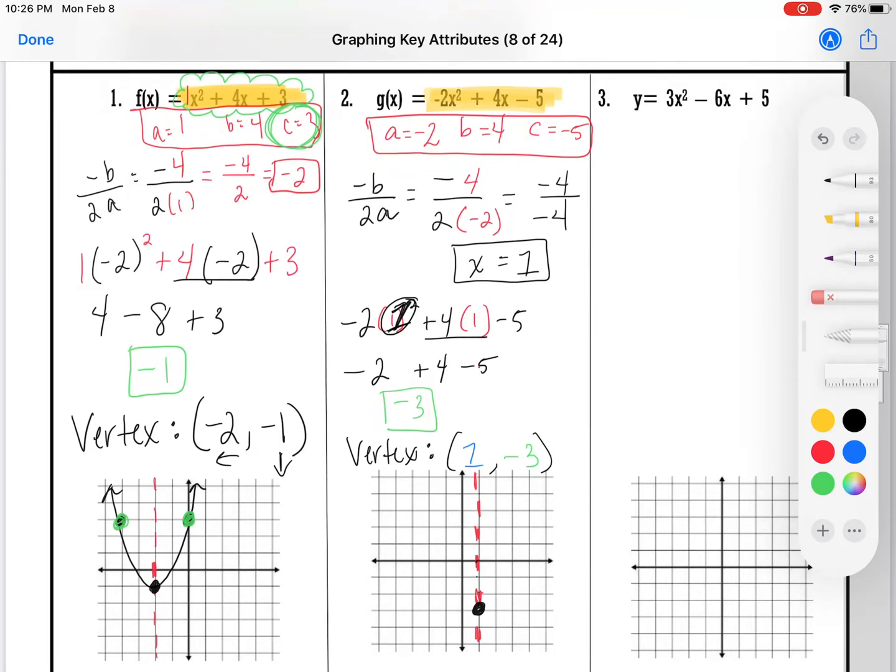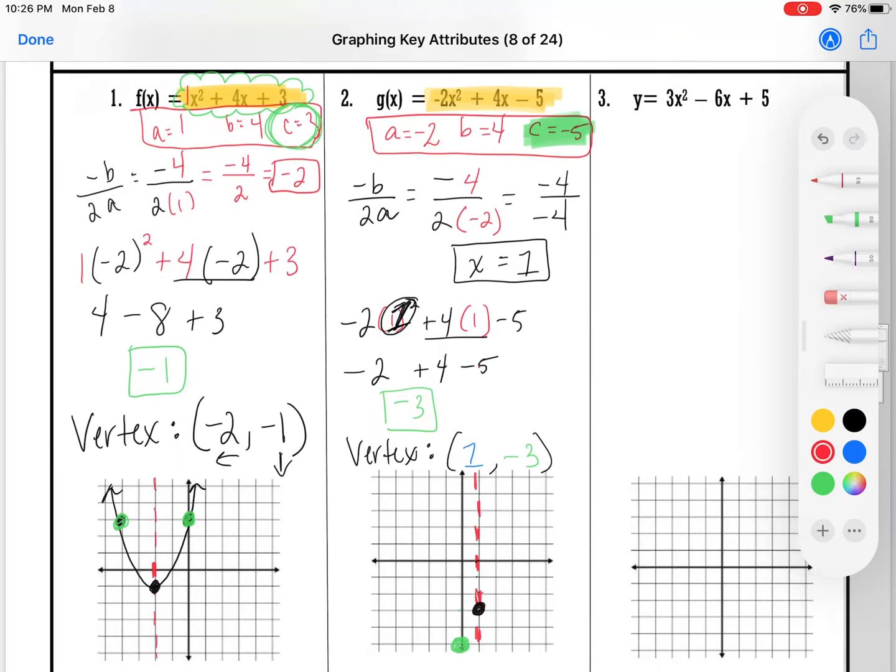So the last step it says is graph the y-intercept. What I know about a y-intercept is that it's the c value of my original equation. C is the number in the back. So if it's my c value, it's going to be 1, 2, 3, 4, 5. Negative 5 on the y-axis.